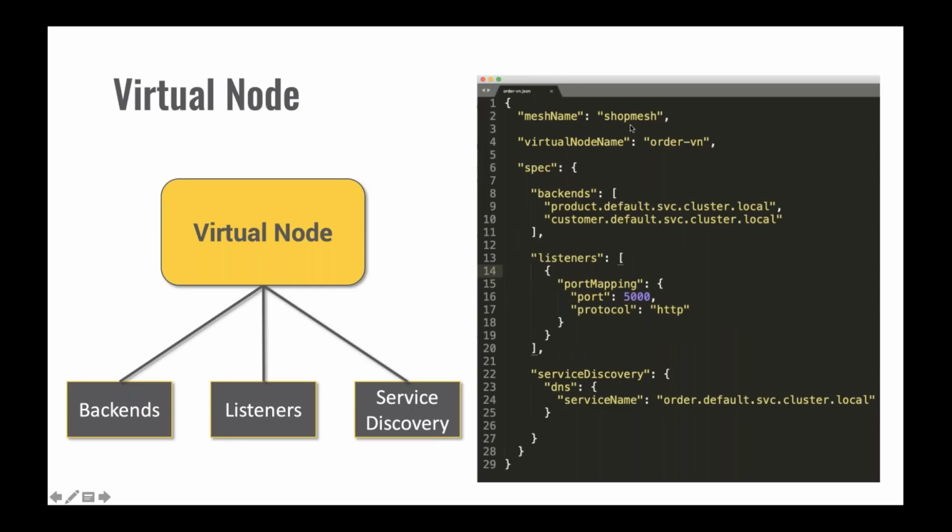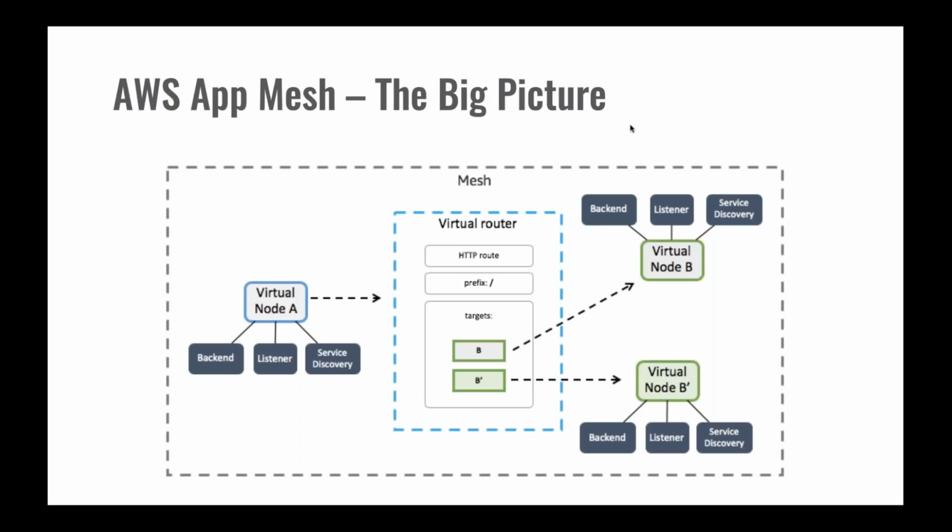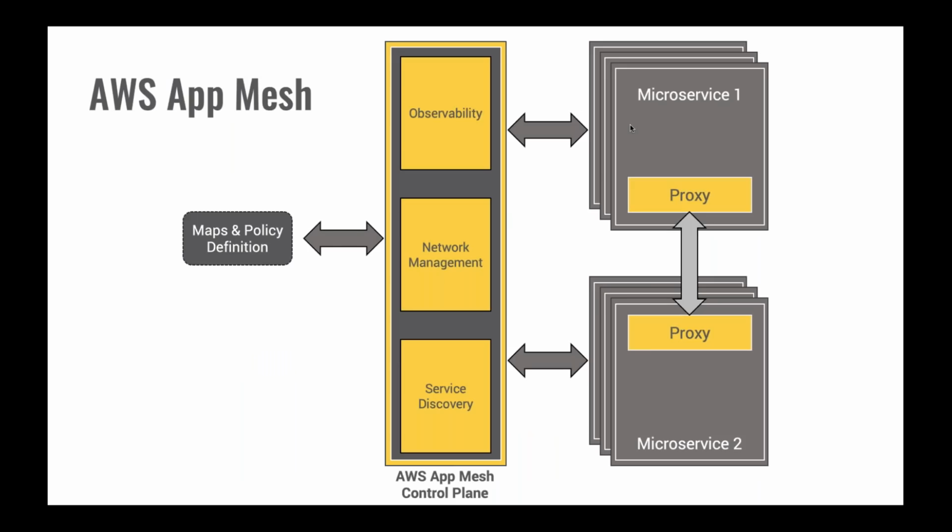And eventually, when I define my other virtual nodes called product and customer, they also belong to the same mesh. So that's how we end up creating multiple virtual nodes, multiple virtual routers, and then multiple routes. And this is how they all come together, and this is how we connect the dots. So as I explained earlier, that is how we basically define the policy and send these policies to all the running proxies via the control plane.